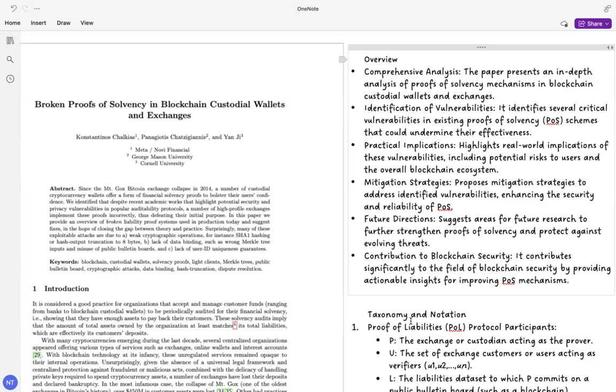So today, I'll be discussing my notes on a paper study about the broken proofs of solvency in blockchain custodial wallets and exchanges by Chalkias and co-authors. I have the notes in this form, where I wrote down my notes against the PDF paper and tried to link them. But printing them jumbles up some notes, so I also produced all the notes on GitHub, which I will share with you once I finish the session.